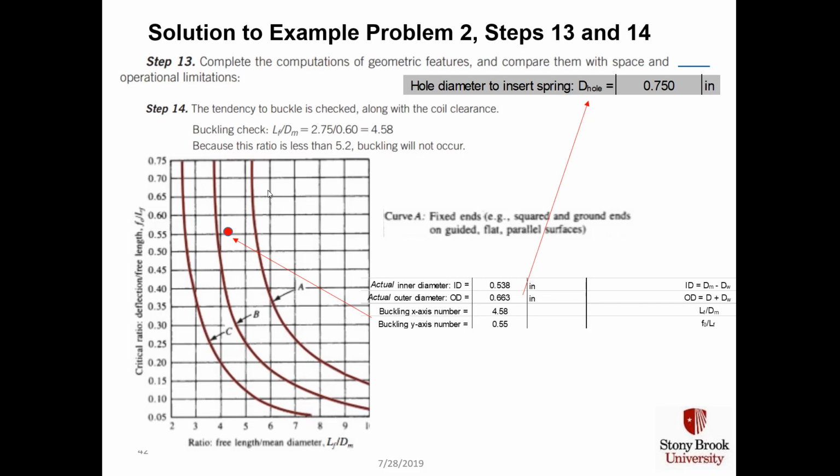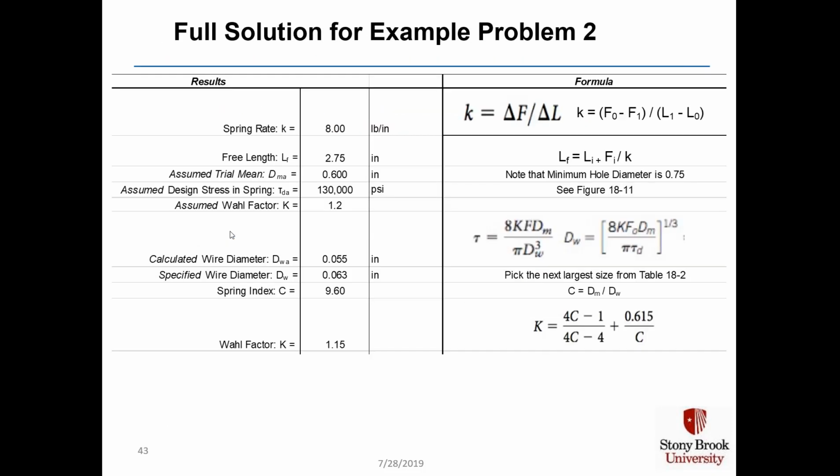We then calculate the x and y values for buckling. X is 4.58, that's here. Y is 0.55. And this data point is to the left of a curve A for squared and ground ends on a guided flat parallel surface, so we're good to go for buckling. Here is an Excel worksheet on the next 2 slides that gives you the full solution to the problem.